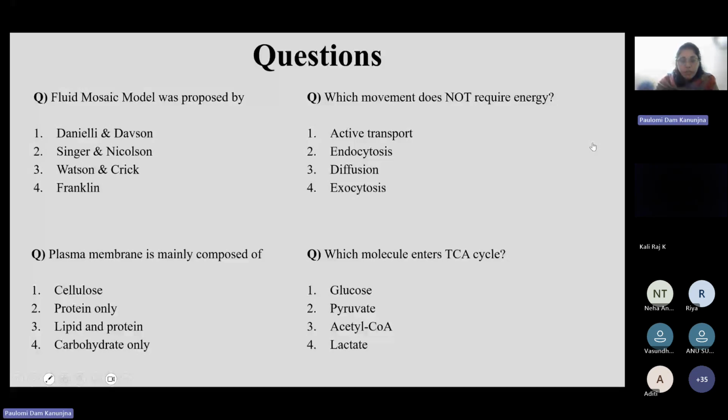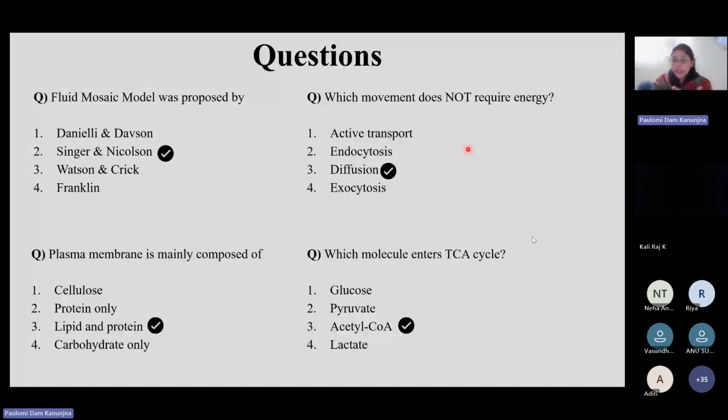Okay, so let me give you the answers. Right, so the first one everyone got right, Singer and Nicholson. The second one also people got right, lipid and protein. We've just explained that. Now let me just check the answers first, what all people have written. So mostly they've written diffusion. Right, exactly. You've got that also right. Most of you, and actually every one of you, got the third one also right.